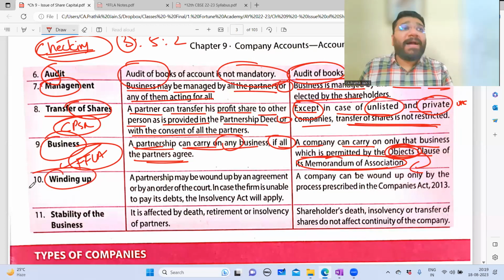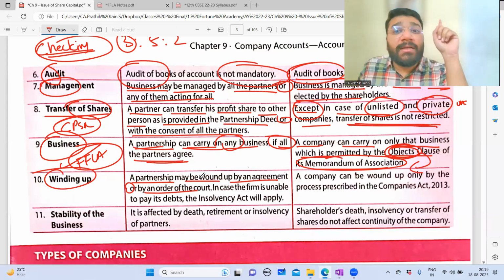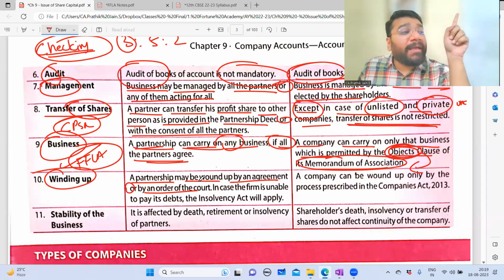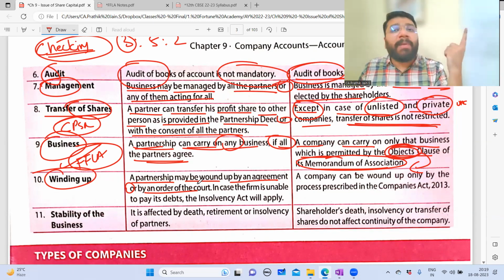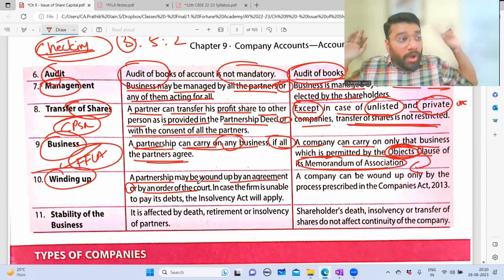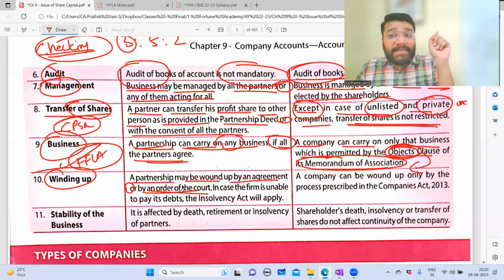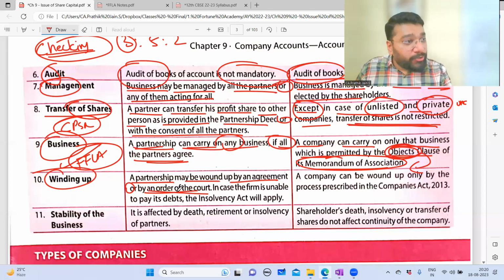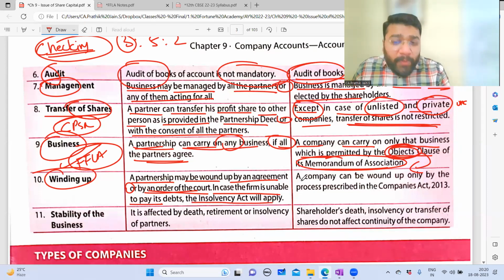Why not? Winding up. A partnership may be wound up by an agreement or by an order of court. Guys, the term winding up is not there in partnership. The word is dissolution. The dissolution of a partnership can be done upon an agreement. All the three partners put together can decide, I want to close the business. So they will execute the agreement and close it. Or the court will order. We have studied various cases under dissolution when the court can order dissolution. Upon that, the firm can be dissolved. In case the firm is unable to pay its debts, then the Insolvency Act is applied. Forget this. Now, a company can be wound up only by the process prescribed in the Companies Act 2013.